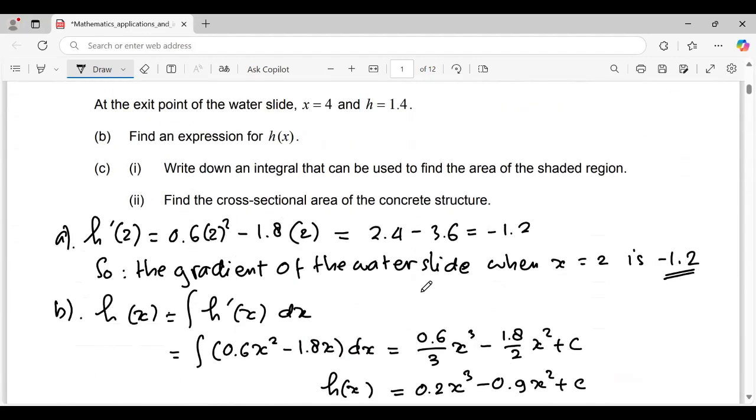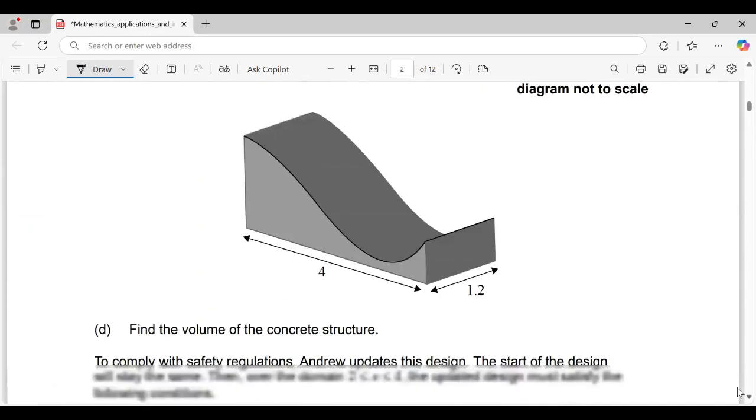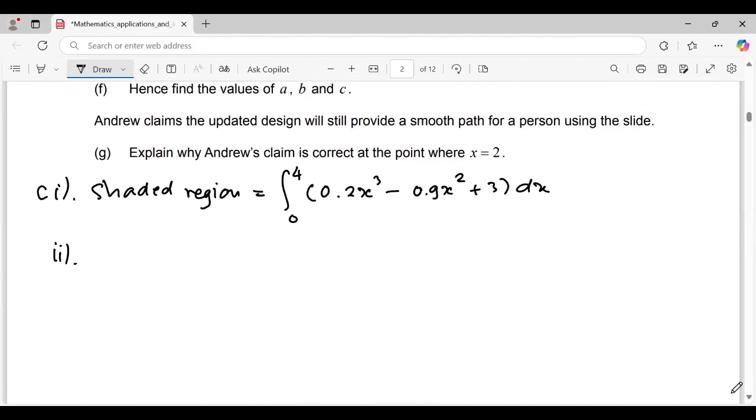Find the cross-sectional area of the concrete structure. As we continue this integral from 0 to 4, the integral of this expression is 0.05x over 4, 0.3x cubed plus 3x. And then after that, substitute 4 and 0 into this expression.